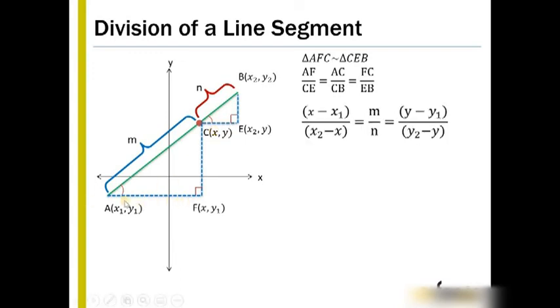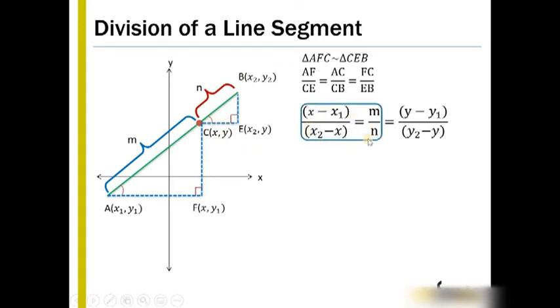In other words, x minus x1, which is this distance here, over x2 minus x, which is this distance here, is the same as m, this length here, over n, this length here, which is the same as y minus y1, this length here, over y2 minus y, this length here. We're trying to come up with a formula for x, y, so we can use this first part to come up with a formula for x.